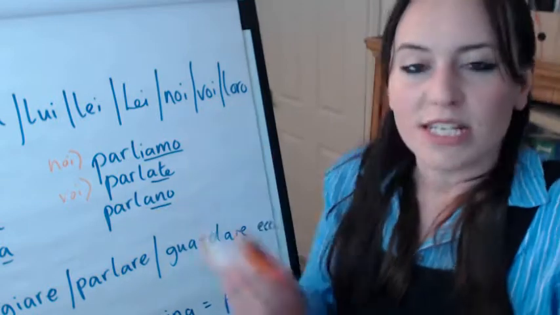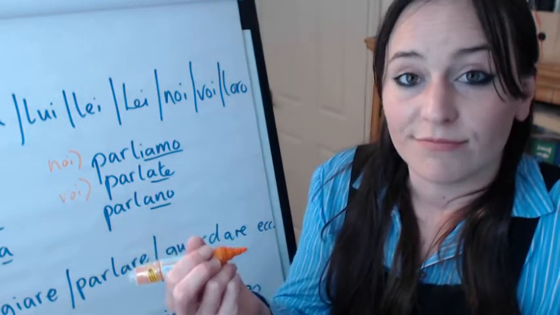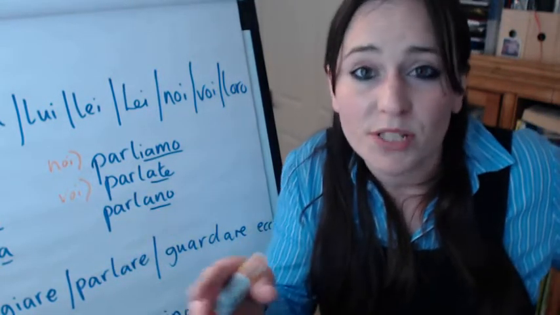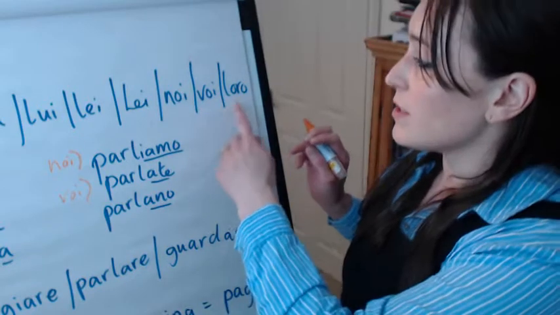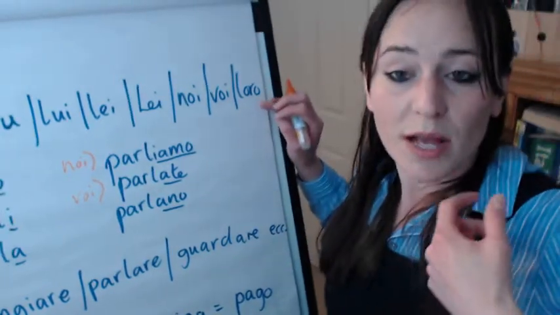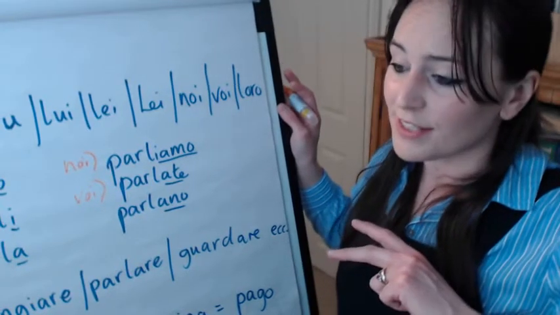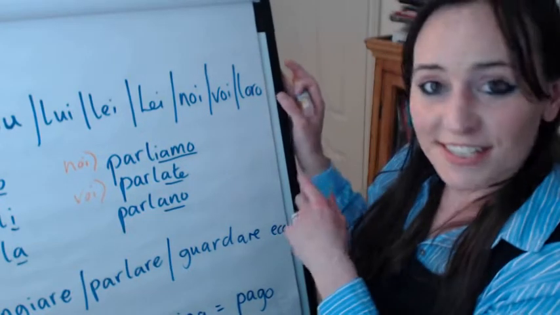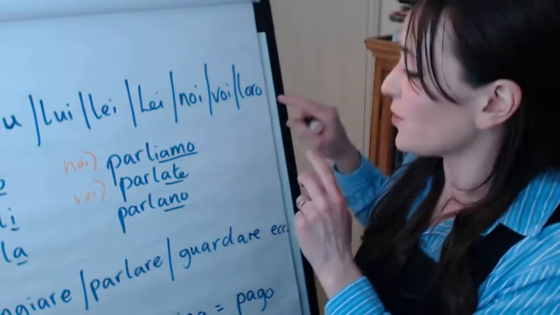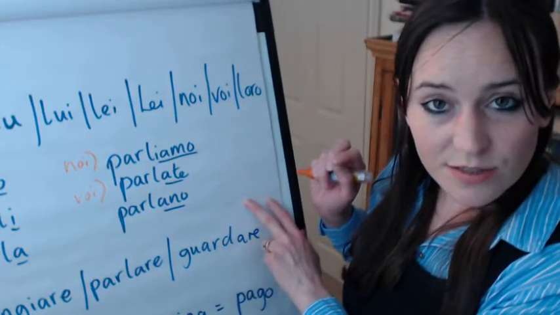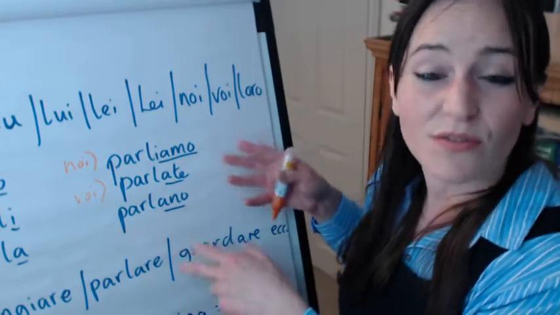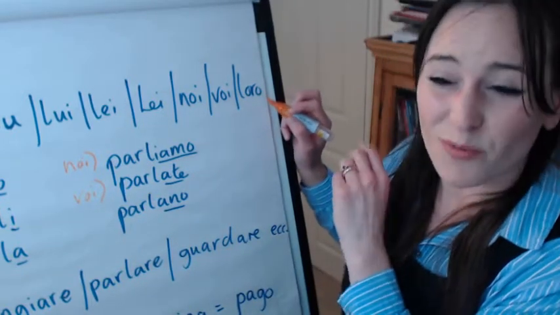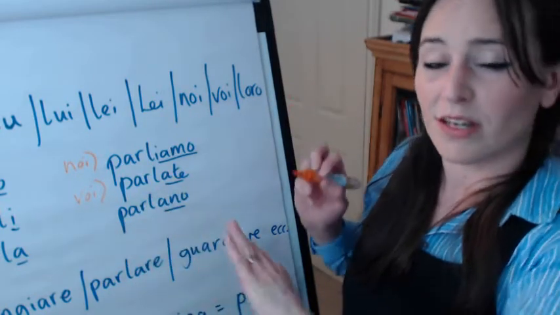Okay, the last one is loro, which means they. So it could be they, a bunch of guys, they, a bunch of girls, or a mixed bunch of people. At this point, when you're talking about the subject, loro, there isn't a distinction between the genders. That's not to say other things in the sentence don't change depending on the gender of the people being spoken about, but the subject pronoun loro is the same whether it's a bunch of girls or a bunch of boys.